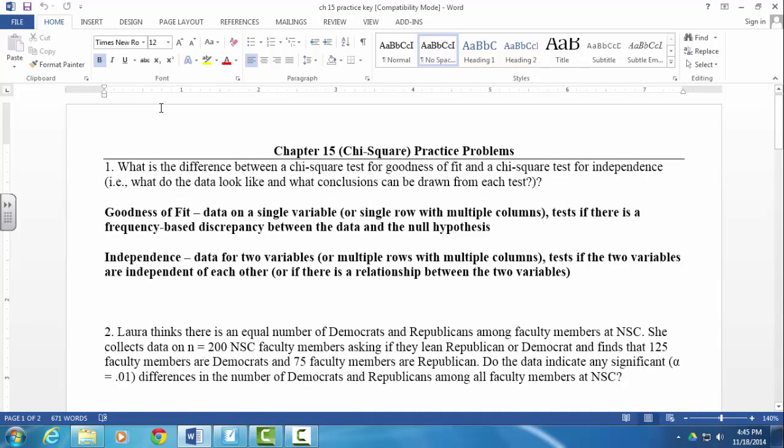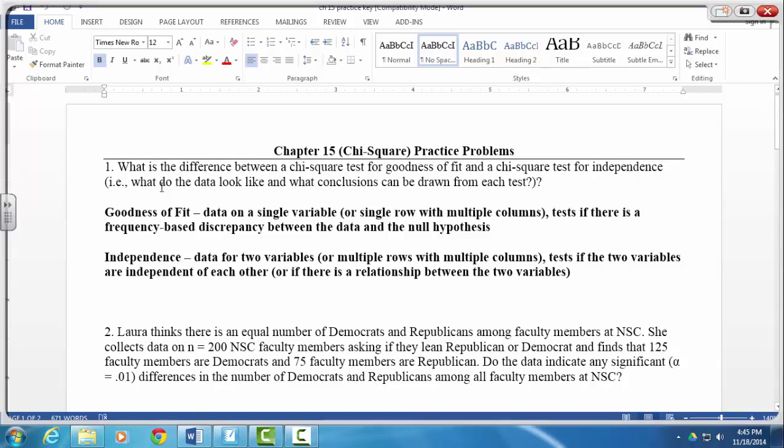The chi-square test for goodness of fit and the chi-square test for independence are different in two ways. One is what the data look like, and the other is what conclusions can be drawn. For goodness of fit, you have data from a single variable. When you look at the setup, you have a single row with however many columns you're interested in, because you only have one independent variable with multiple levels.